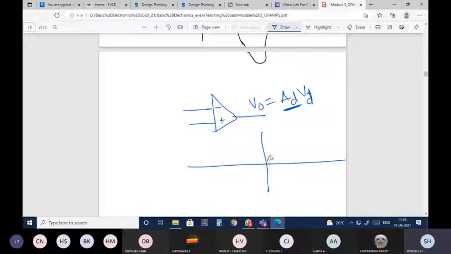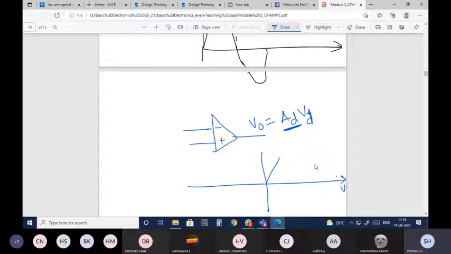Until a certain voltage, whatever input you give, this is the VD versus V0 graph. As VD increases, V0 will also increase. After a certain voltage, it will saturate. It will not exceed more than that. So here it is saturating, right?